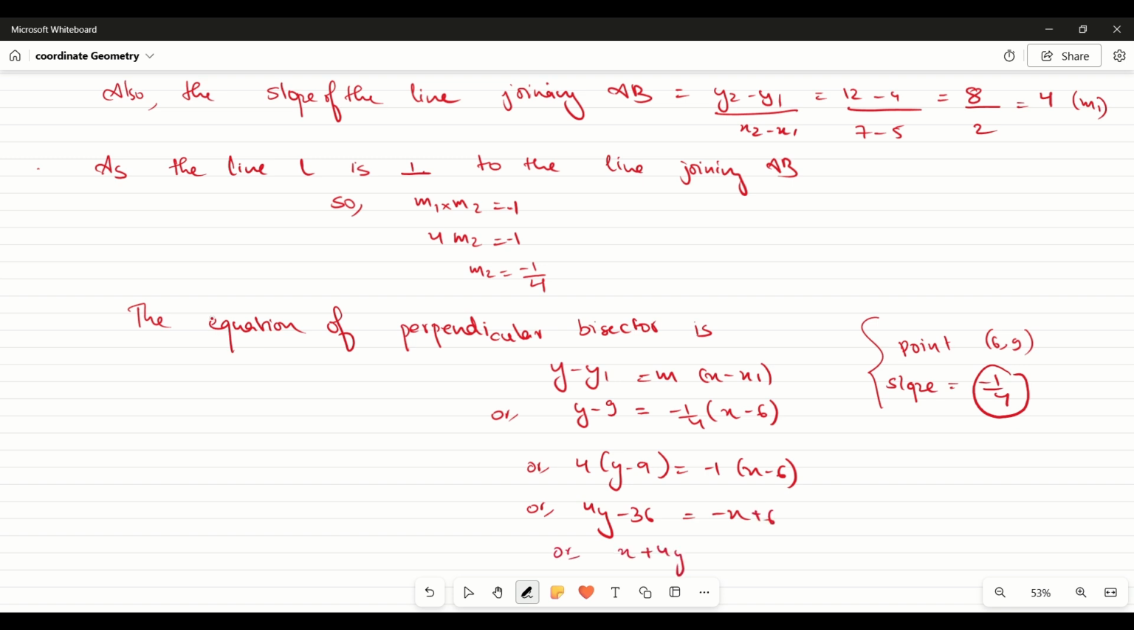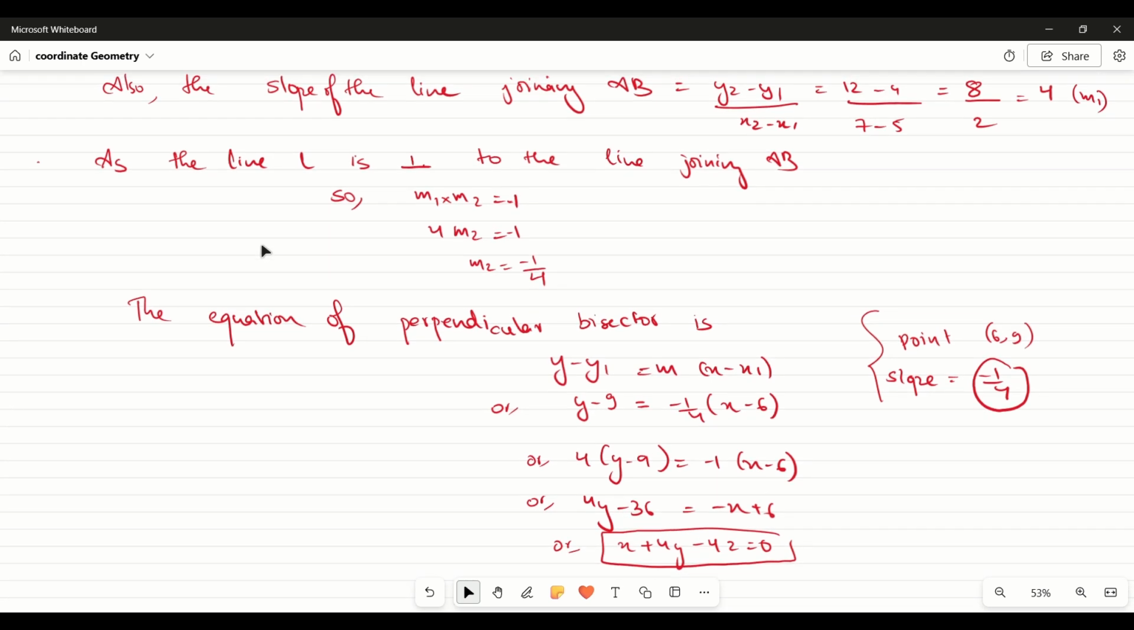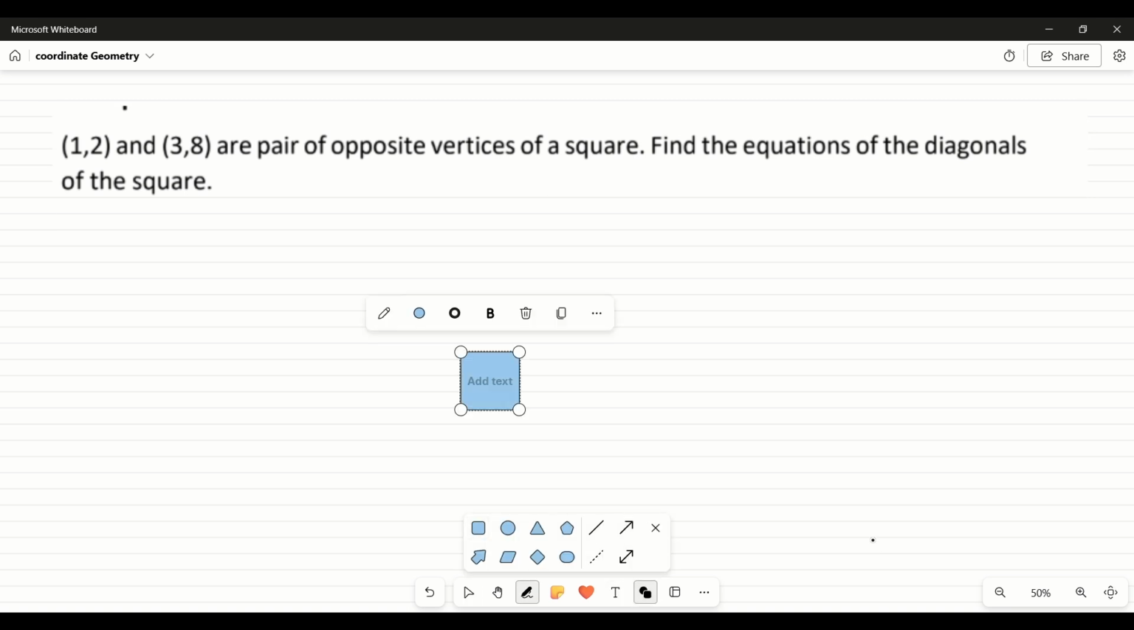So 4y minus 36 minus x plus 6, or we can write x plus 4y minus 42 equals 0. Okay, here's another question. Let's read it. (1, 2) and (3, 8) are the pairs of opposite vertices of a square. That means it's a square. We need a square for that.